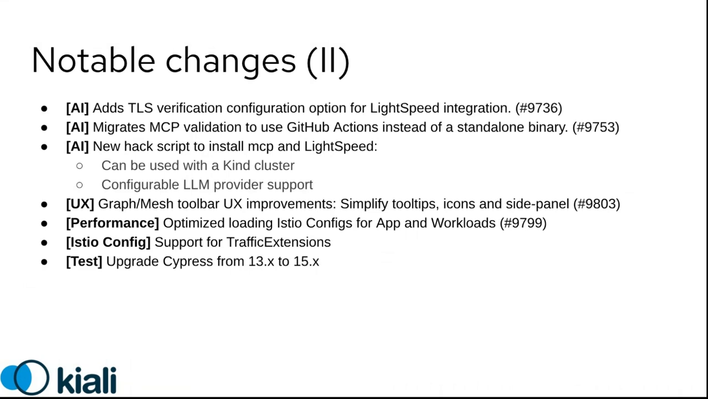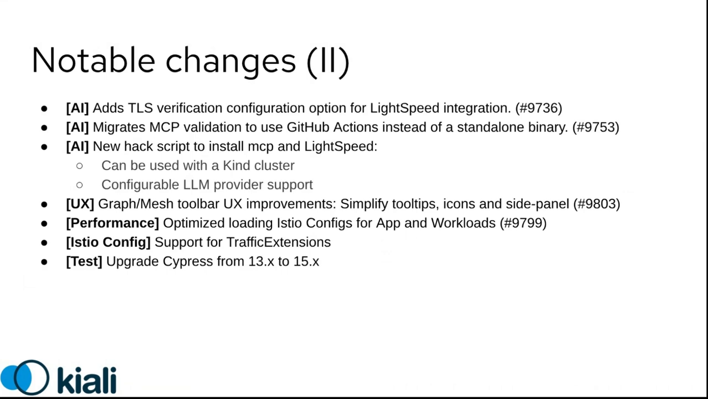The MCP validation now runs in CI with GitHub Actions instead of using the binary, which should make the CI more robust. There was a new hack script created that is especially useful for development to install the MCP and Lightspeed. It has instructions if you want to run it with a kind cluster as well. It uses a container for running Lightspeed, so there is no need for a CRC, for example. And it also has some configuration for different LLM provider support.